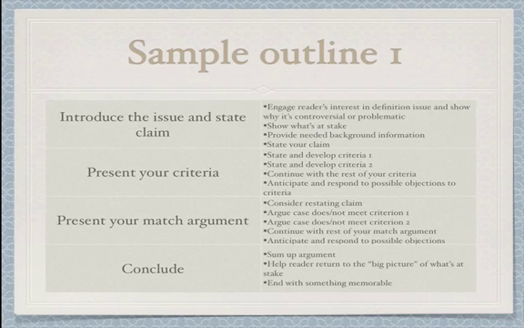So here's one example outline where you use the introduction as you typically would. You are creating the context, you are providing that background information, you are stating the claim, i.e. thesis statement. From there, you're moving into your presentation of criteria. What are all of your criteria? Not just stating, but stating and developing that criteria. This could be several paragraphs.